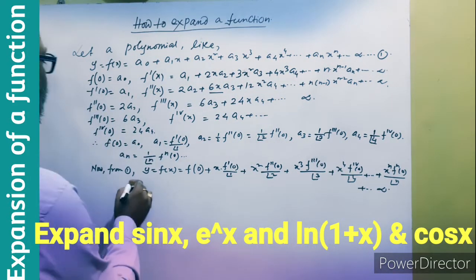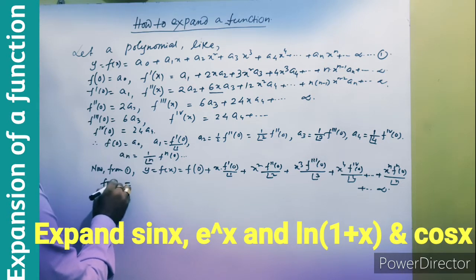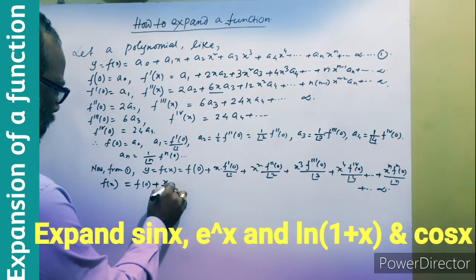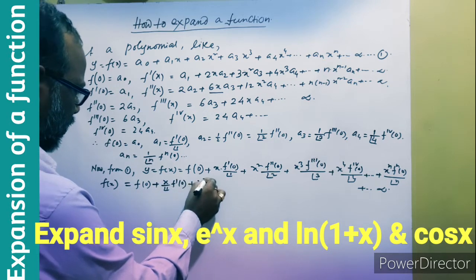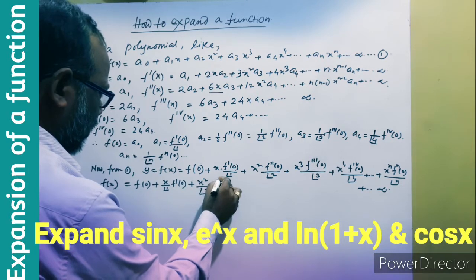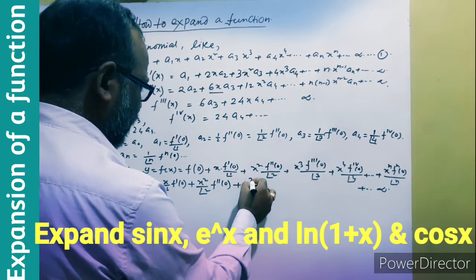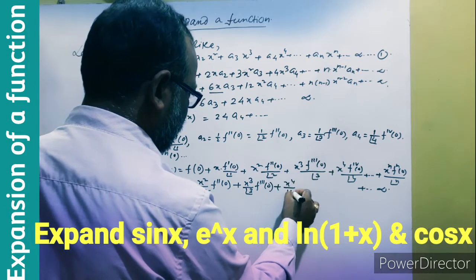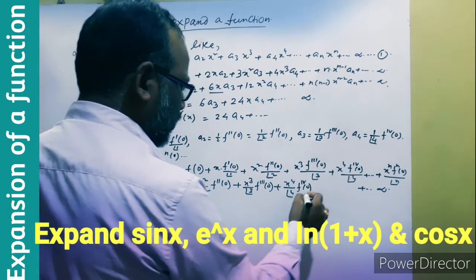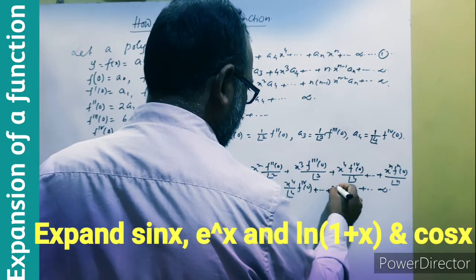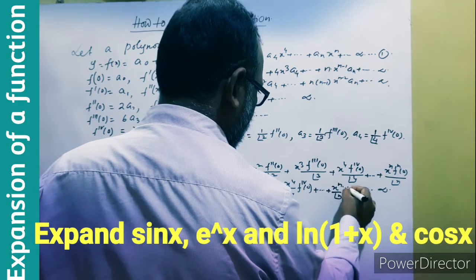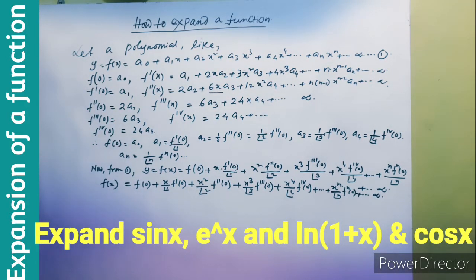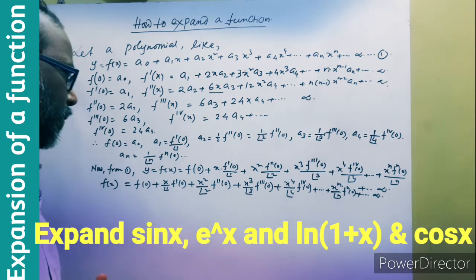So again rewrite here: f of x is equal to f of 0, plus x by factorial 1 f dash 0, plus x square by factorial 2 f double dash 0, plus x cube by factorial 3 f triple dash 0, plus x to the power 4 by factorial 4 fourth order derivative at 0, and after that, x to the power n by factorial n and the nth order derivative at 0. So this is the formulation of a function. We can easily use this formula to expand a function.